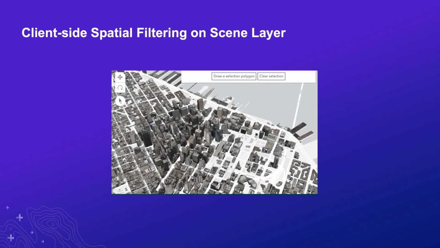All right, next we're going to be looking, I don't have a code snippet for this, but we're going to be looking into the code with the demo at how to draw a selection polygon and then filter out all the buildings that are not intersecting this polygon.